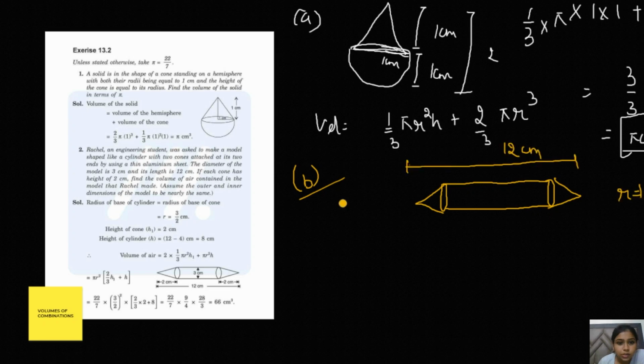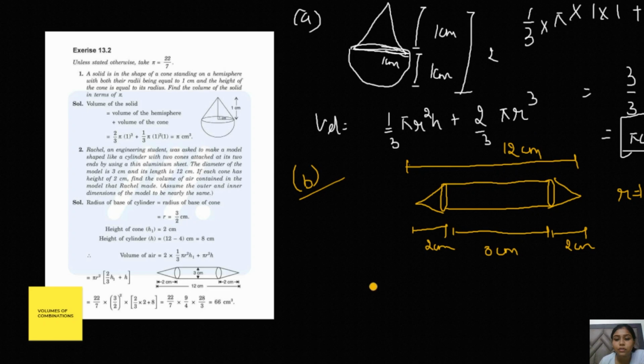Each cone has a height of 2 centimeter, and this one is also 2 centimeter. By cancelling out 4 from 12, we get that the height of the cylinder is 8 centimeters. Now find the volume of air contained in the model that Rachel made. How can you calculate the volume? We just have to apply the volume formulas directly.